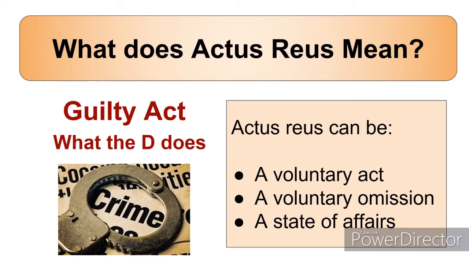So first of all, what does Actus Reus mean? Well, Actus Reus means literally guilty act. In other words, in a crime, it's what the defendant does. So the physical element of a crime. So for instance, hitting somebody or destroying somebody's property. And it can be a voluntary act, a voluntary omission, or a rather strange phrase, a state of affairs, which covers this idea of involuntariness.